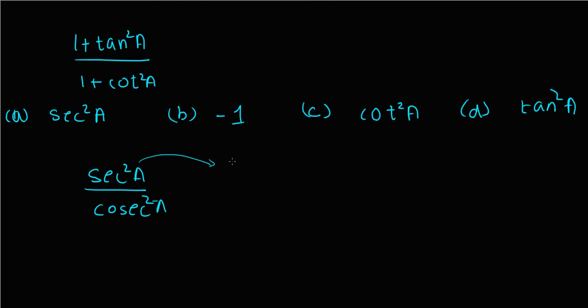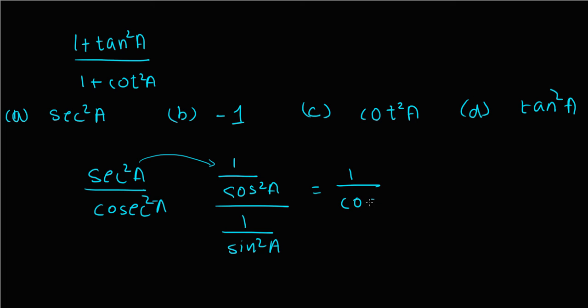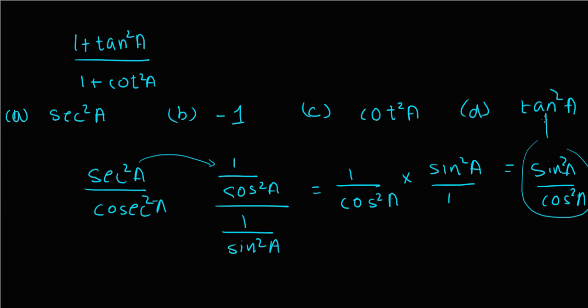So sec square is 1 by cos square A and cosec square is 1 by sine square A. So division is nothing but inverse multiplication. So it's 1 by cos square A into sine square A by 1. So sine square A by cos square A, which is nothing but tan square A. So that's our answer, equal to tan square A.